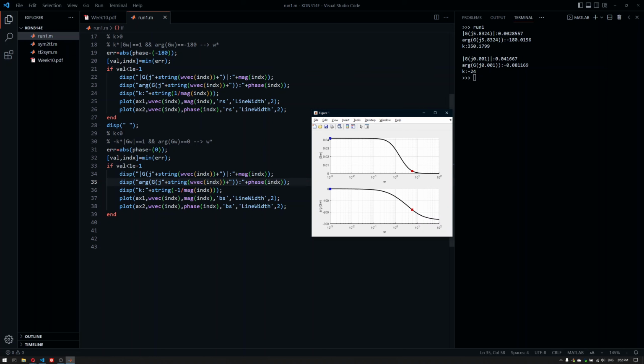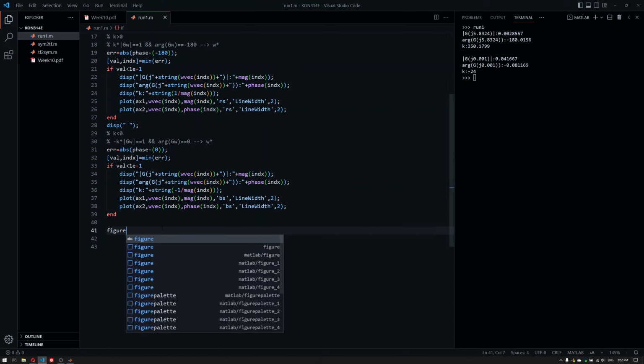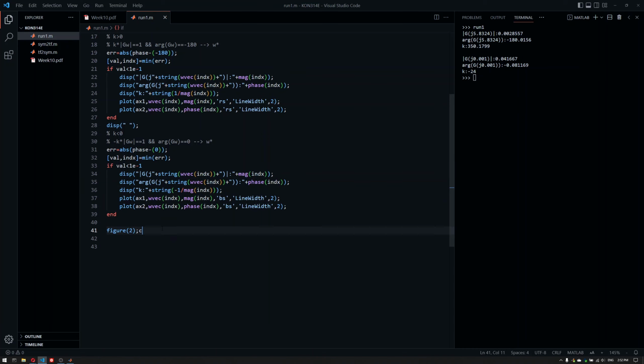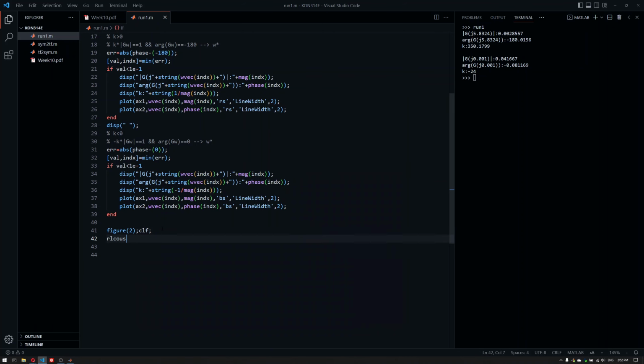So we can verify this info with another figure, maybe, and use the rlocus of G(s). So let's run that.